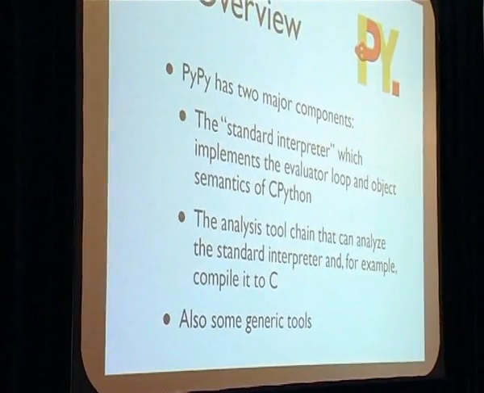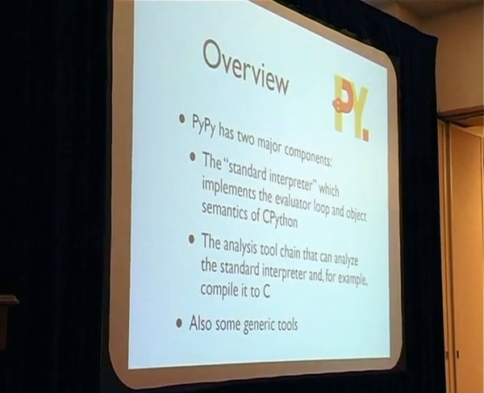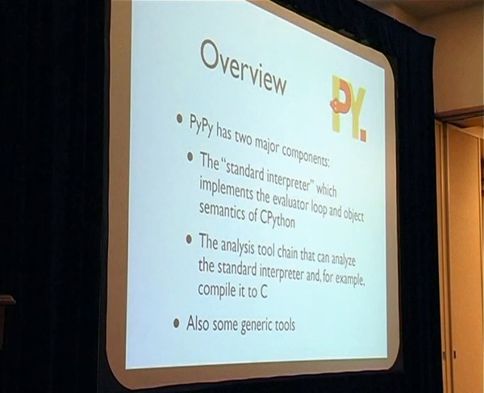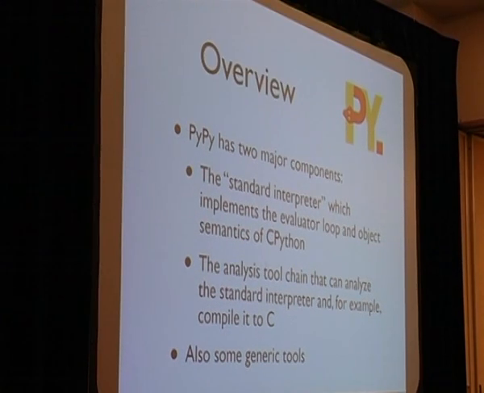So, PyPy, from a code point of view, has 2 main parts. It has the standard interpreter, which is a piece of PyPy jargon by now, which means the code that does essentially what C Python does. It takes bytecode, it evaluates it. That's more or less it. We have the analysis toolchain, which takes the standard interpreter, analyzes it and compiles it to C or LLVM bytecode. We have some other stuff as well that we've generated as we need. You could put the PyTest library in this, so that's being a bit mean to PyTest, I guess.